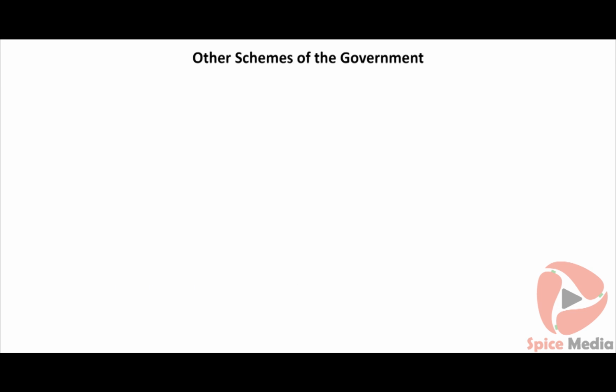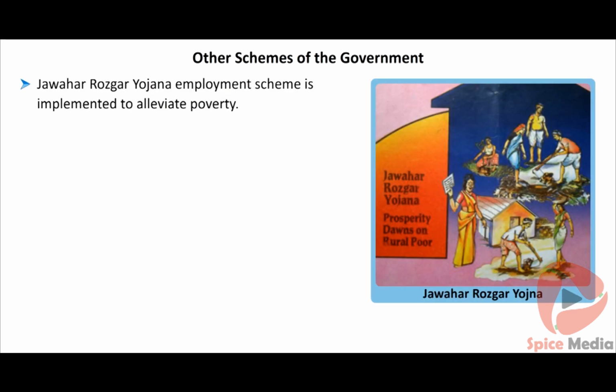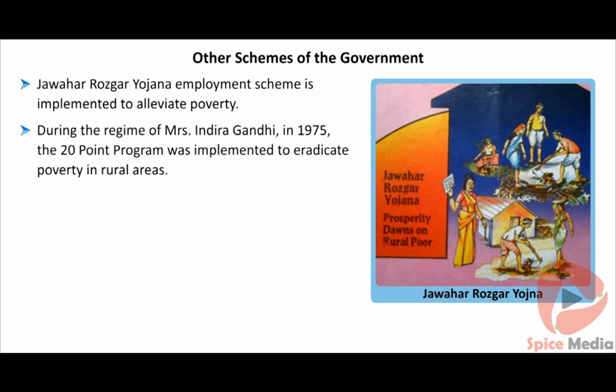Other schemes of the government. The Jawahar Rozgar Yojana employment scheme is implemented to alleviate poverty. During the regime of Mrs. Indira Gandhi in 1975, the 20-point program was implemented to eradicate poverty in rural areas.